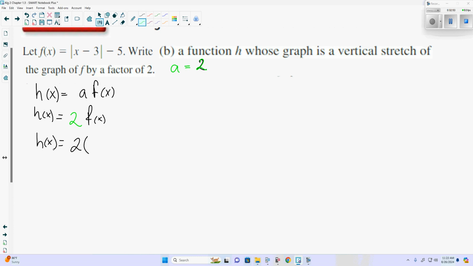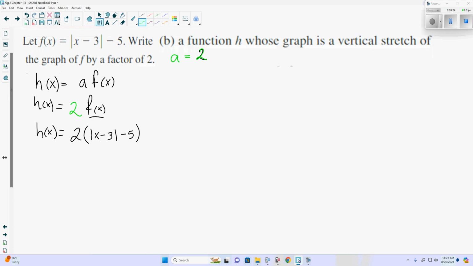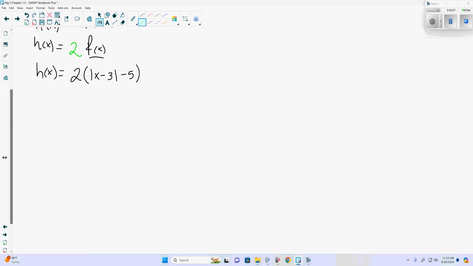So first thing we're going to do is plug 2 in for a. Now our function f of x is still, well, f of x, yes? So we're going to replace it with its function, our absolute value of x minus 3 minus 5. Questions on how we got to this point here?